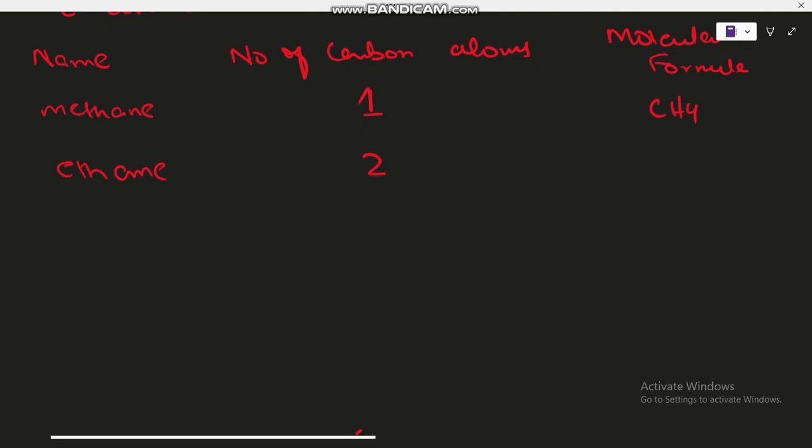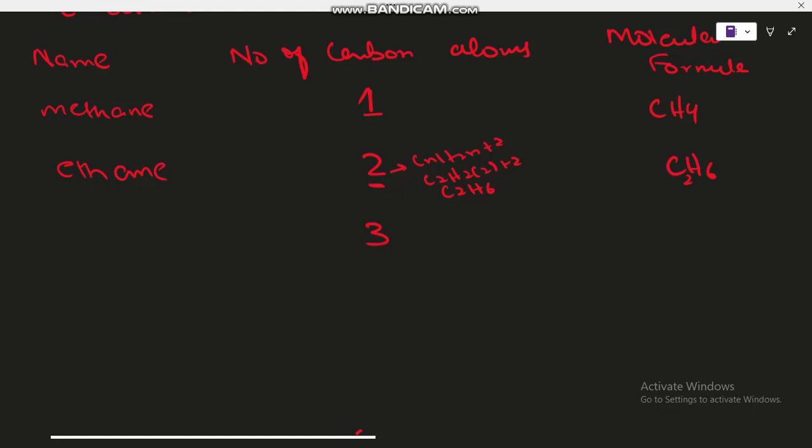By the general formula, when you have two carbon atoms, and we plug this into the formula CnH2n+2, this comes as C2H(2×2+2), which is C2H6. So the formula here is C2H6. Now let's talk about three carbon atoms.